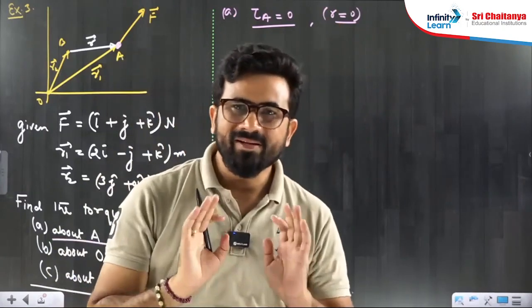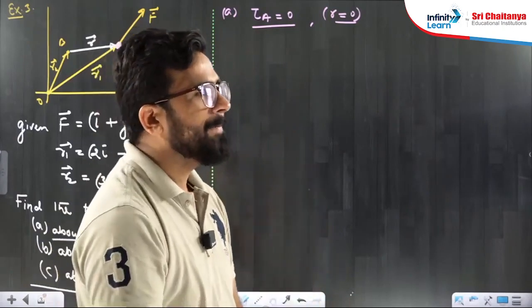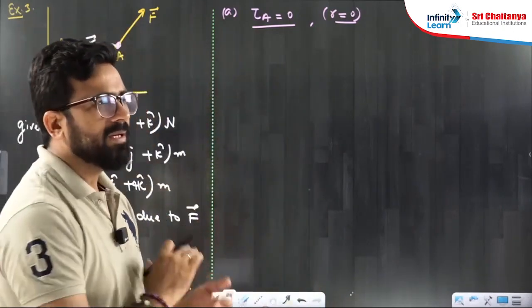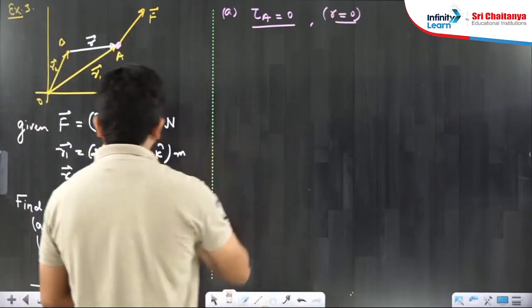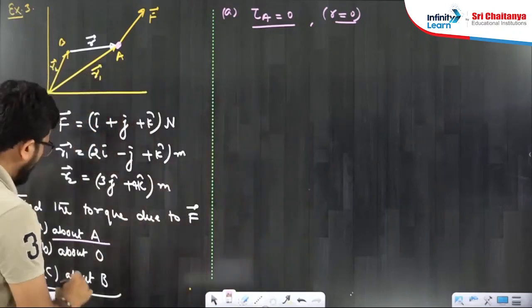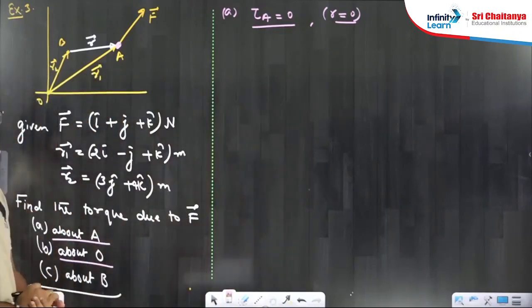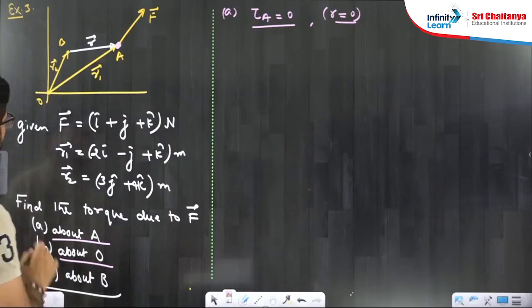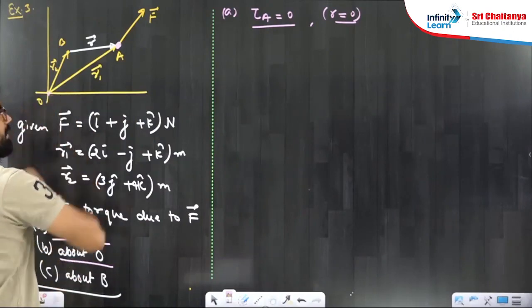Okay. Is everyone understanding up to here? Please reply. This is the very basic thing. So we understood that the torque about A is equal to 0. But now come to about O. We have to calculate about O, this point.